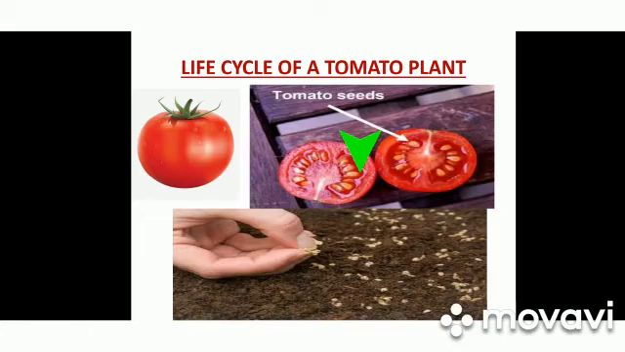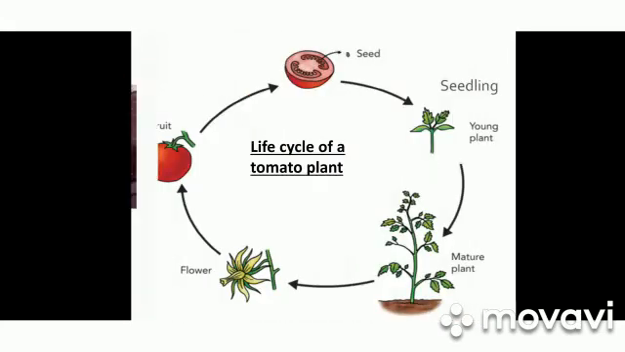The tomato has seeds inside it. So through these seeds, this plant is reproducing. When we are sowing the seeds, what happens? When the seeds are sown in the ground, young plants will come out. Then in the next stage, the young plants will grow and become mature plants. Then flowers will appear and these flowers will eventually change into the fruit, the tomato.